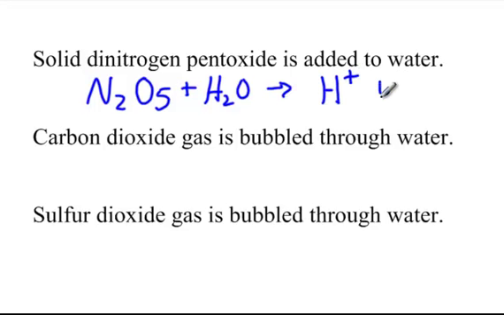Looks like nitric acid. Nitric acid is strong, so I'm going to split that up. And I'm going to put a 2 right there, a 2 right there to balance out my charges, and let's see if that balances everything out. I have 2 hydrogens on each side. I have 6 oxygens on each side, 2 nitrogens, and my charges are balanced out.